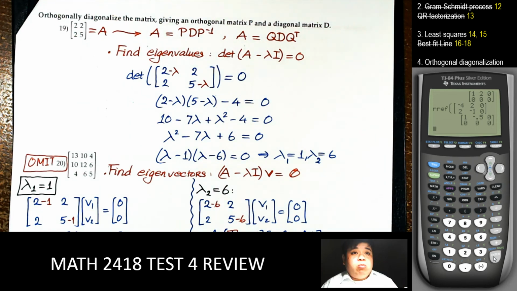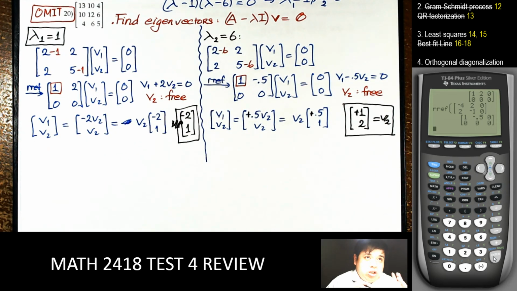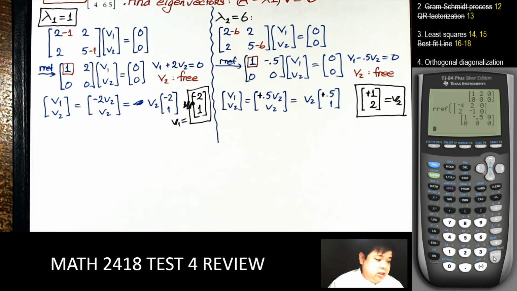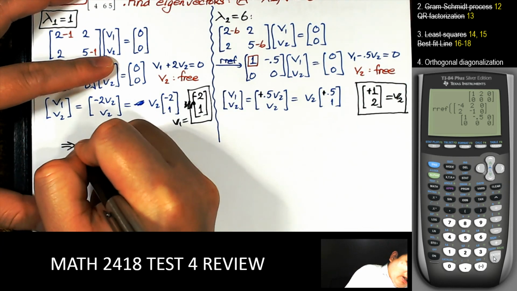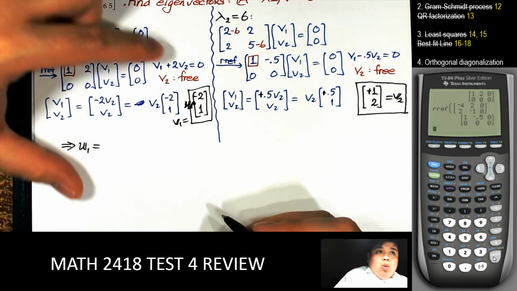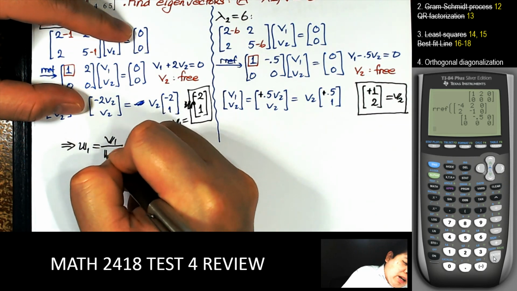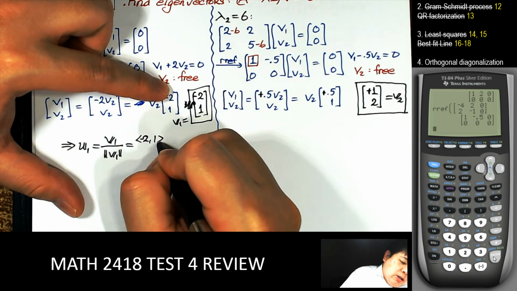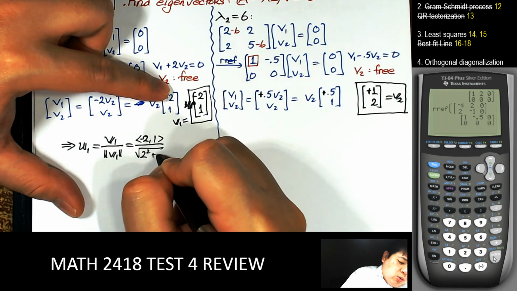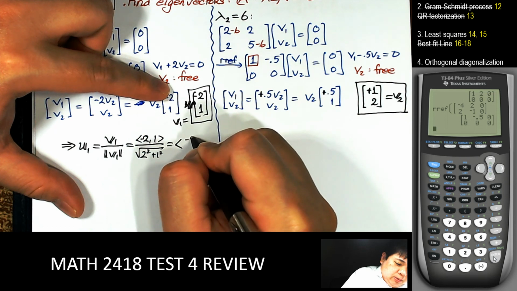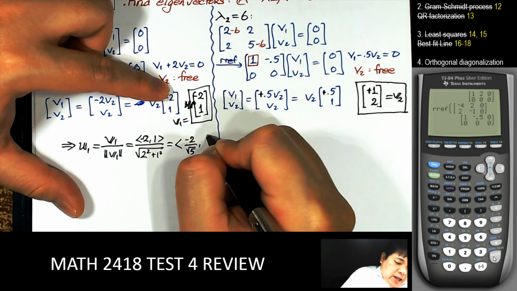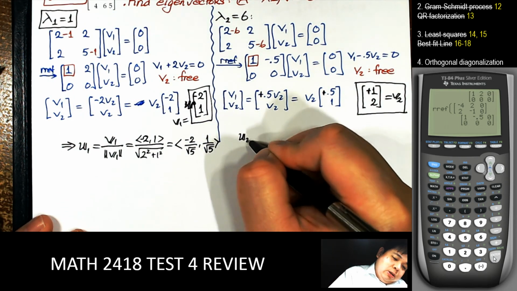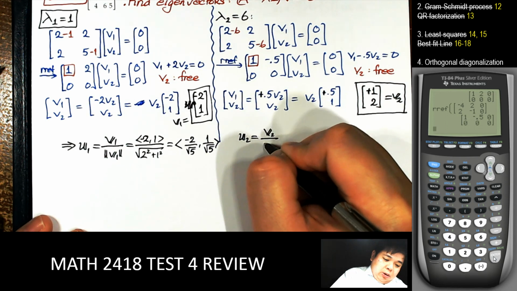However, if we construct the matrix P, then V2 is enough. But this time we construct the orthogonal matrix. So in that case, we have to find U1. U1 is V1 over the magnitude of V1, so we're going to write negative 2 and 1 over the square root of 2 squared plus 1 squared. So we have negative 2 over square root of 5 and 1 over square root of 5. U2 equals V2 over the magnitude of V2.